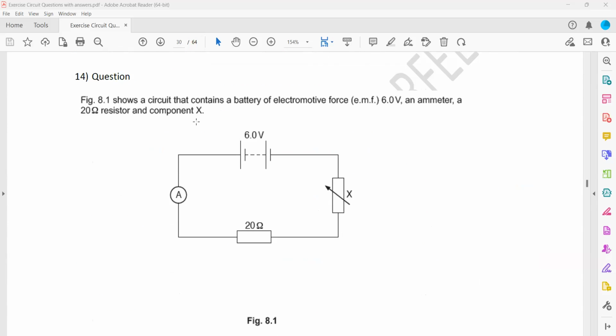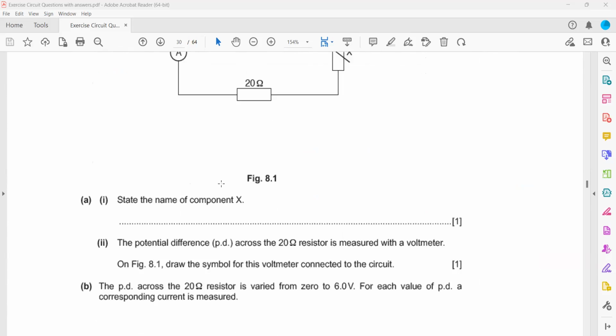Question 14. Figure 8.1 shows a circuit that contains a battery with an EMF, an ammeter, a 20 ohm resistor, and a component X. So a 6-volt supply, an ammeter, a 20 ohm resistor, and component X. We consider the ammeter as having negligible resistance. So the total 6 volts will divide between the 20 ohm resistor and a variable resistor. X is a variable resistor, so the voltage will divide between them as it's a series combination. State the name of component X: we call that a variable resistor.